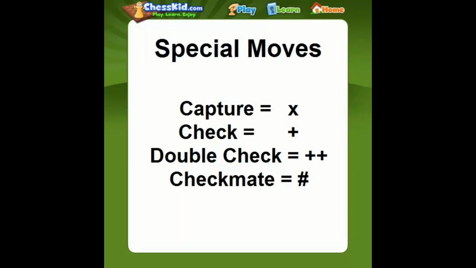Here are some important special notations. Whenever you capture a piece, you write X in between the name of the piece you moved and the square. So if you captured a piece on H4 with your rook, you would write R X H4. Whenever you make a check, you put a plus at the end of the move. For example, knight E8 check would be N E8 plus. When you make a double check, you put two pluses to mean two checks at the end of the move. And when you make a checkmate, you do a number sign for checkmate.